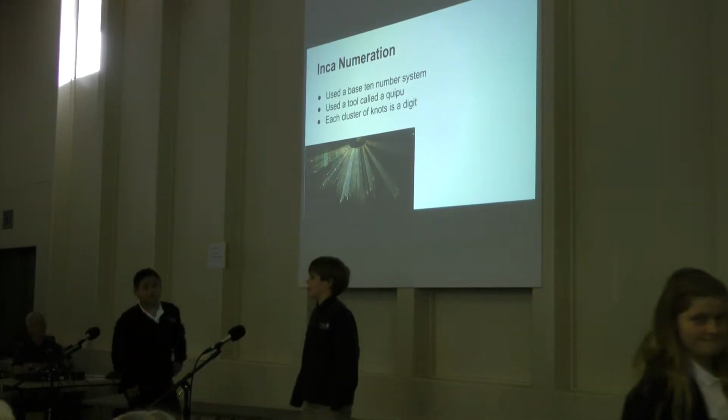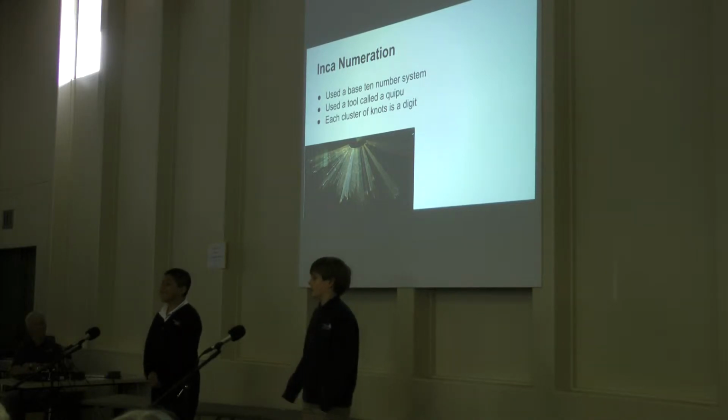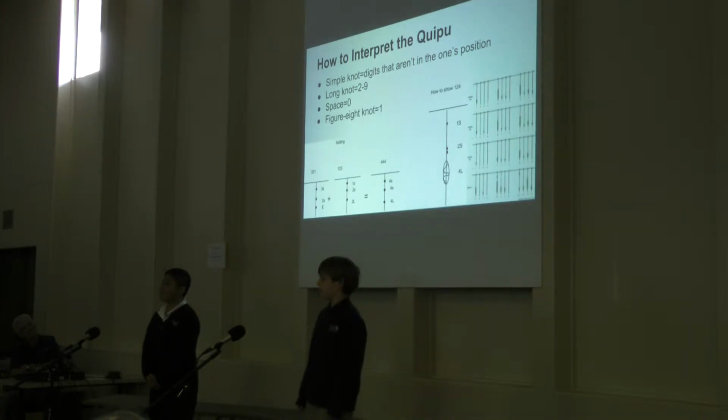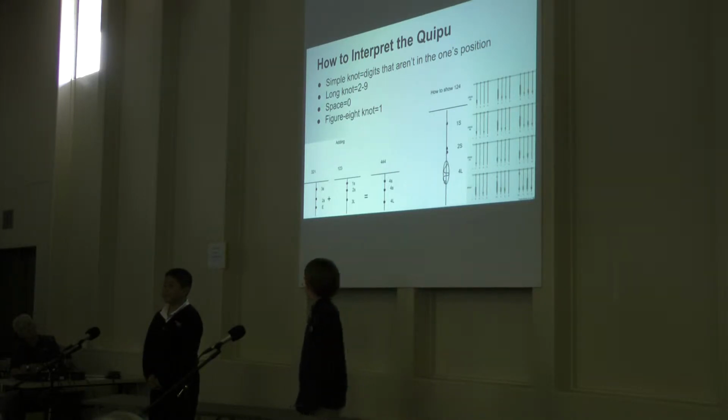Inca numeration. The Incas used a tool called a quipu. The Incas had a base 10 number system. Each cluster of knots on the quipu is a digit. How to interpret the quipu? A simple knot represents any number that isn't in the ones position. A long knot represents any number from 2 to 9. A space where there should be a knot represents 0, and a figure 8 knot represents 1.